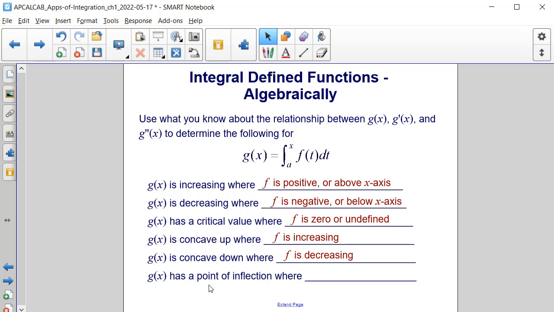And g of x has a point of inflection where its second derivative, or the first derivative of f, switches from positive to negative, or where the regular function f switches from increasing to decreasing, or vice versa.